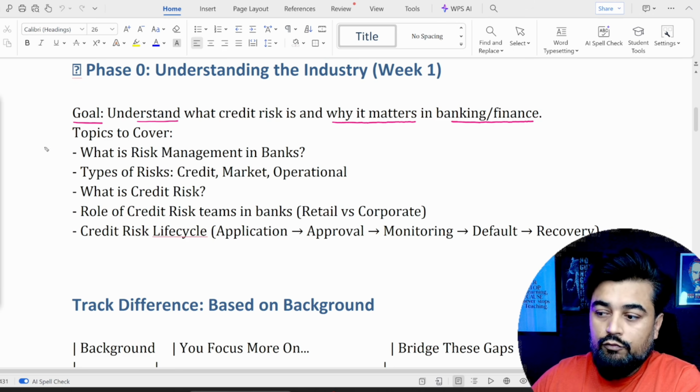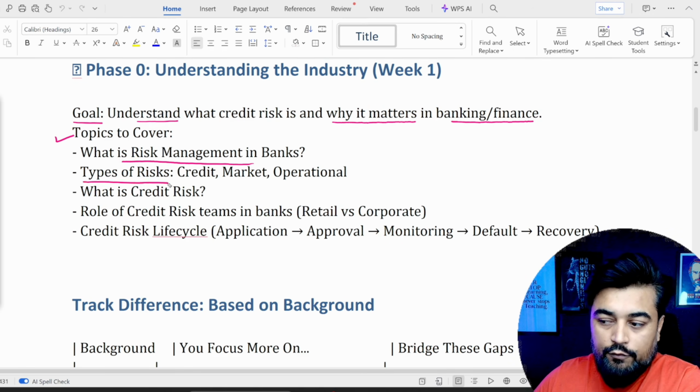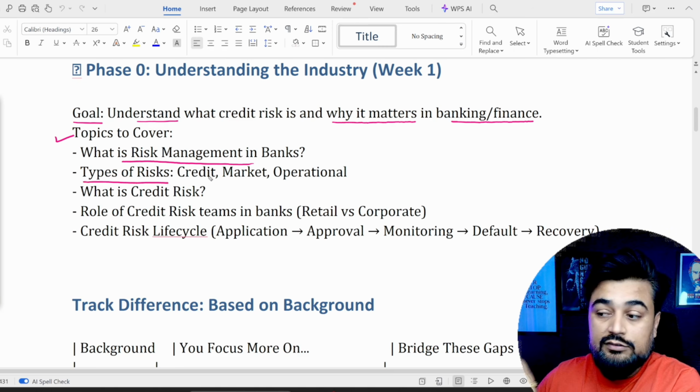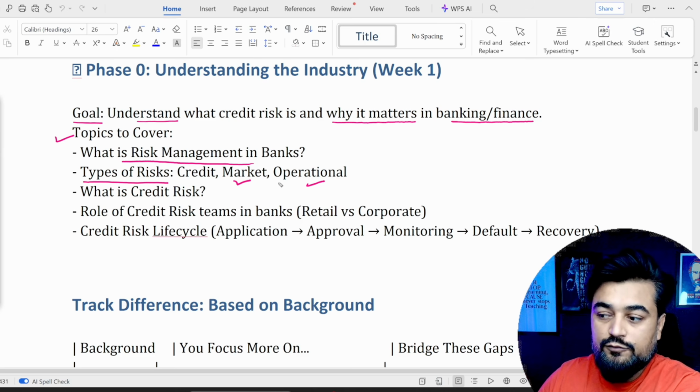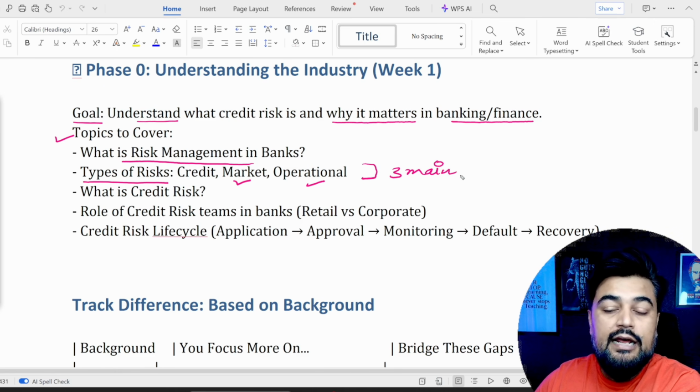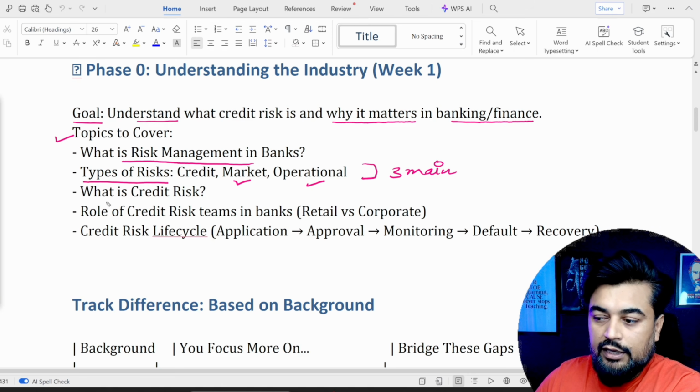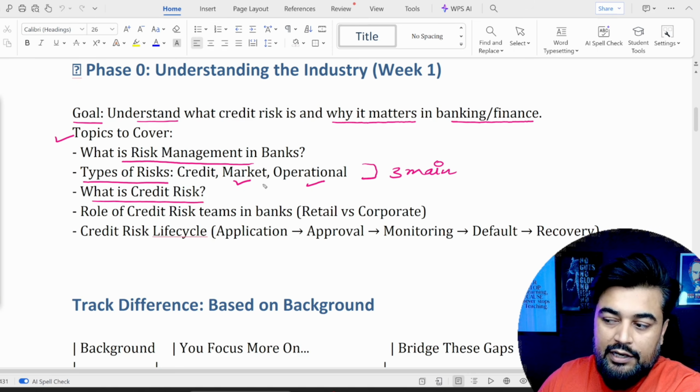Now, what are the main topics you need to cover? What is risk management in banks? Types of risk: credit risk is one of the risks. There are several other types of risk, like market and operational, and many others, but just focus on these, the three main types of risk that exist in the banking industry. Then, what is credit risk compared to market risk and operational risk?